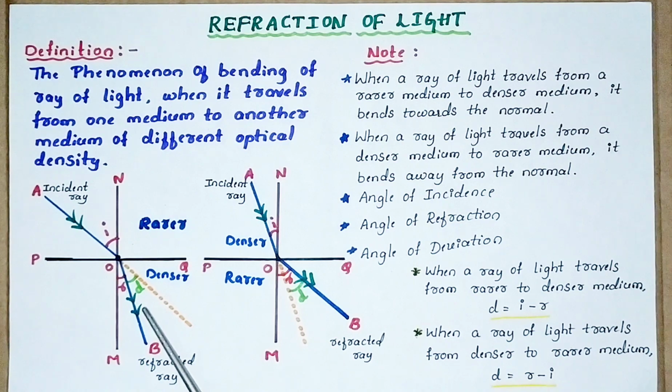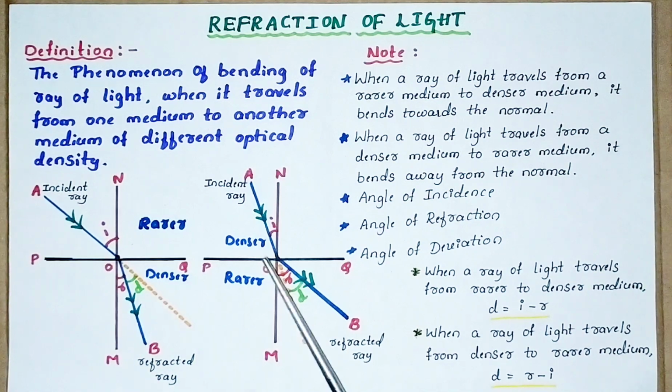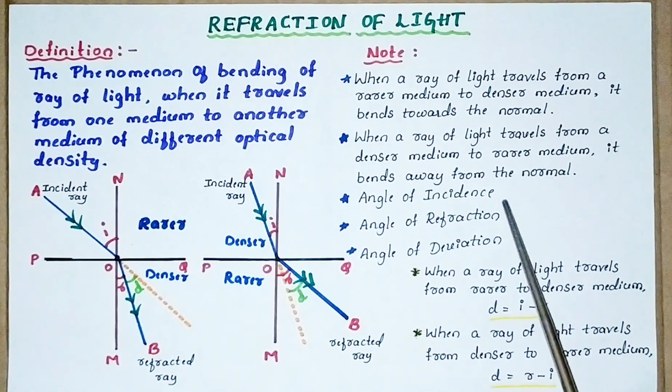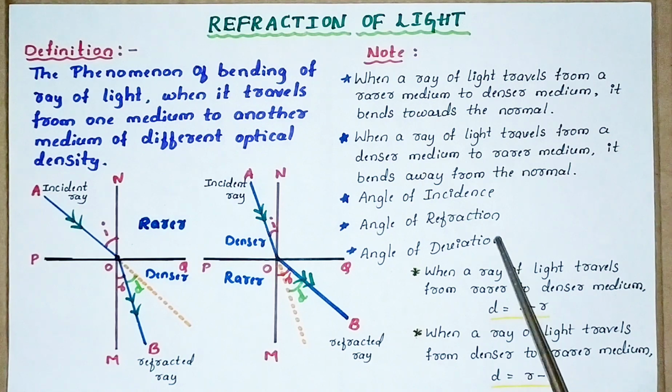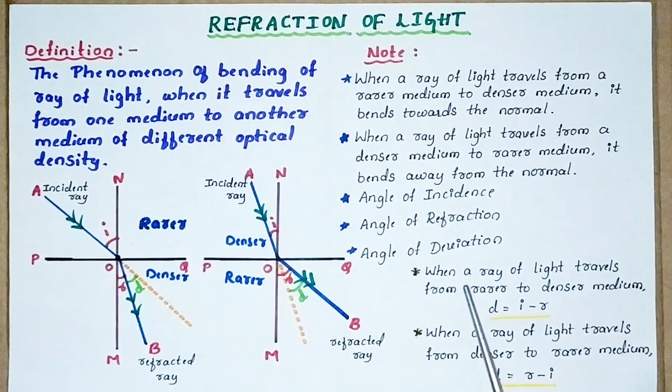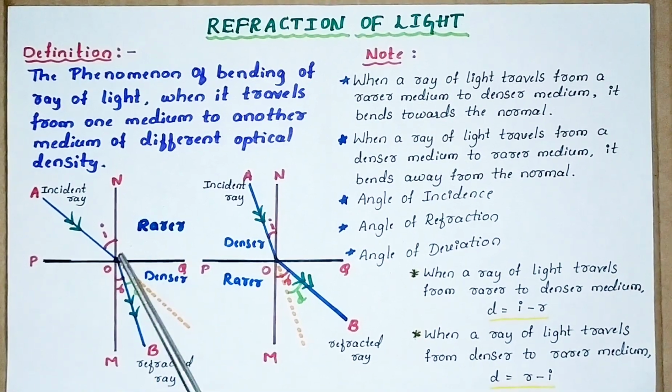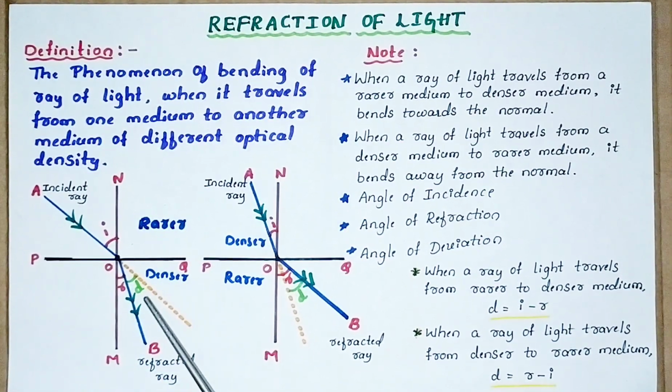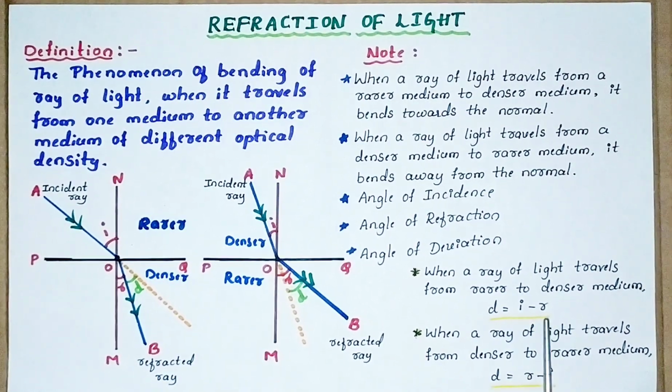Yes, what is angle of deviation? It is angle between incident ray extended and refracted ray. Right? Angle of incidence, angle of refraction and angle of deviation. These 3 points you can easily remember by using this ray diagram. Now, when a light is traveling from rarer to denser, means first diagram, then angle of deviation D equal to I minus R.